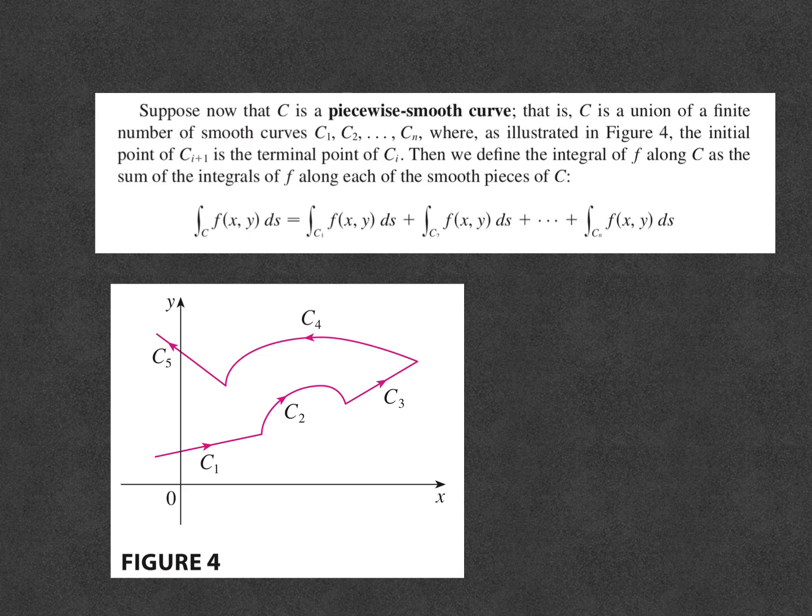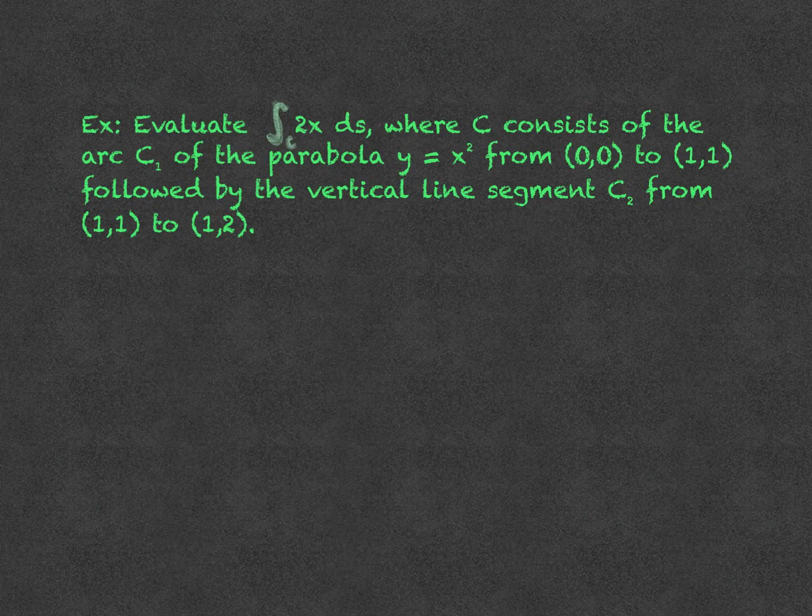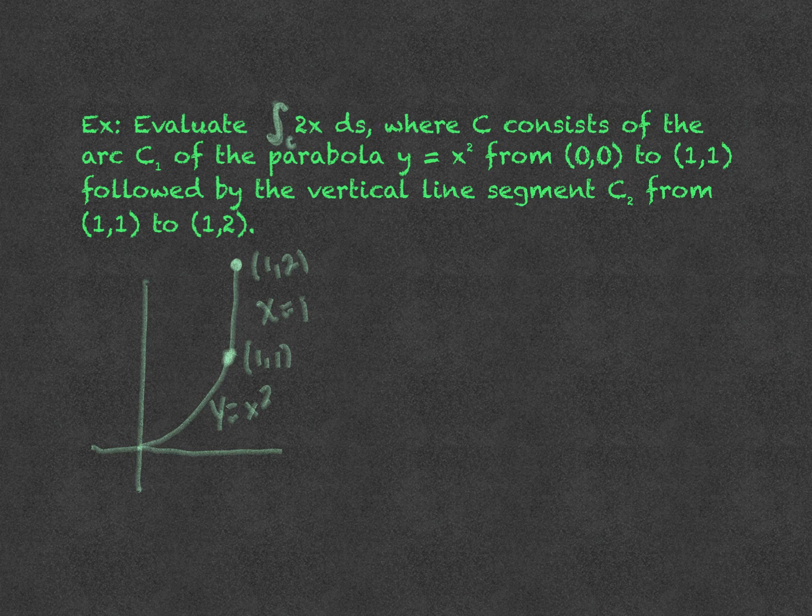All right, so let's look at one. Evaluate the integral of 2x ds over the curve C, where C consists of the arc C1 of the parabola y equals x squared from (0, 0) to (1, 1). So here we have y equals x squared. And this is the point (1, 1). And then it's followed by the vertical line segment C2 from (1, 1) to (1, 2). So here we're going to (1, 2). And this is the equation x equals 1 when you think about that.